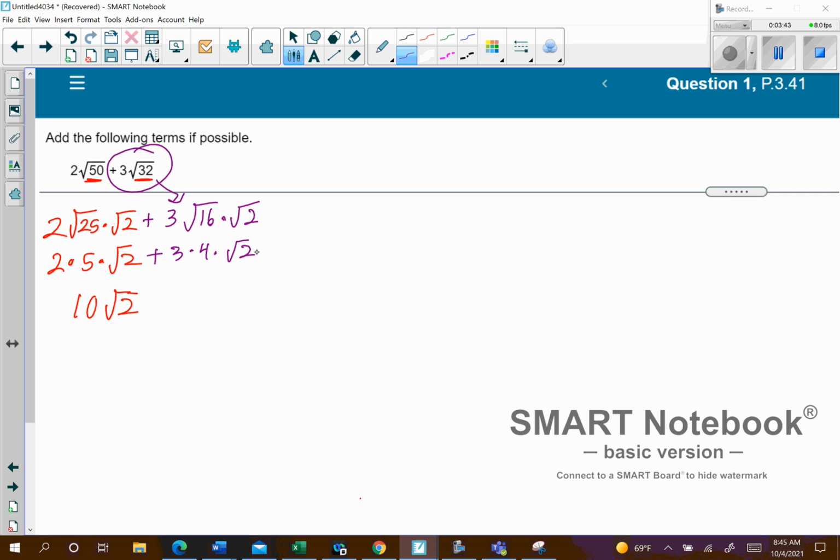We still have the square root of 2 right there. And then 3 times 4 is 12, so 12 square roots of 2. Now we can add the 10 and the 12 together. Just to make sure we grasp this, what's going on here is I could factor out the square root of 2, and it would leave me with 10 plus 12, and then I'd have the square root of 2 right there. So that's why you just add the 10 and the 12. You don't really worry about the square root of 2. They just have to match the radicals.